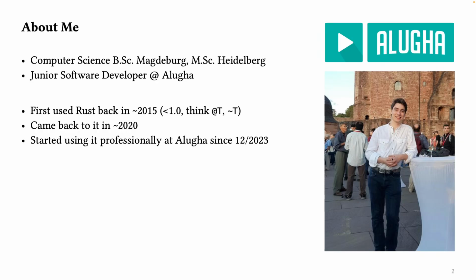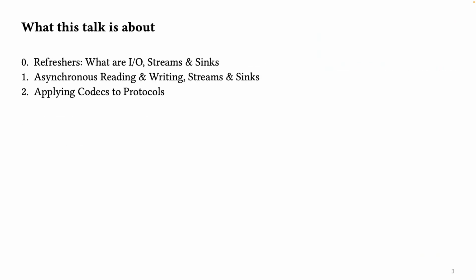So what this talk is going to be about: a quick refresher on what I/O is, the differences between asynchronous and blocking I/O, as well as what streams and sinks are. And after we finish that, we'll discuss how reading and writing works in Tokio, or Tokio, depending on how you want to pronounce it, as well as how streams and sinks play a role in this. And at the end, we'll conclude with a practical demonstration of how to interpret protocols using codecs.